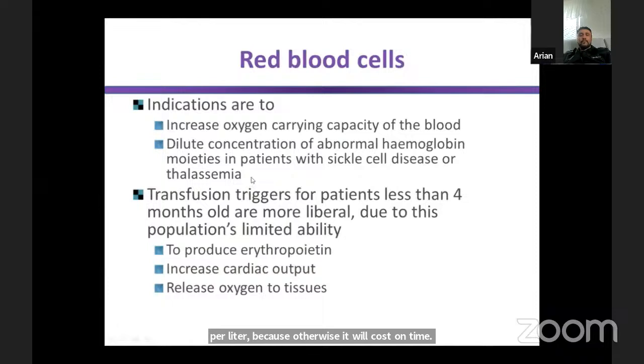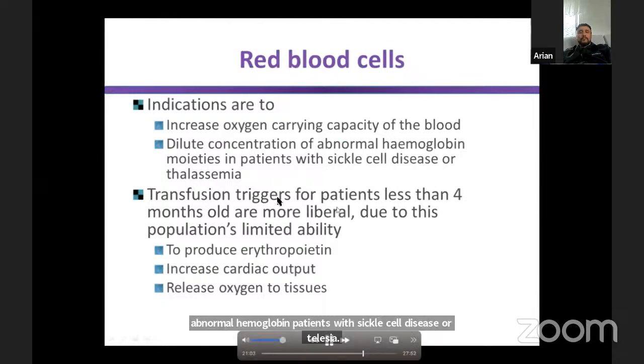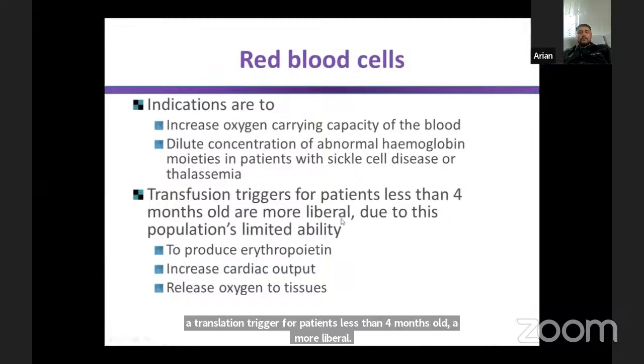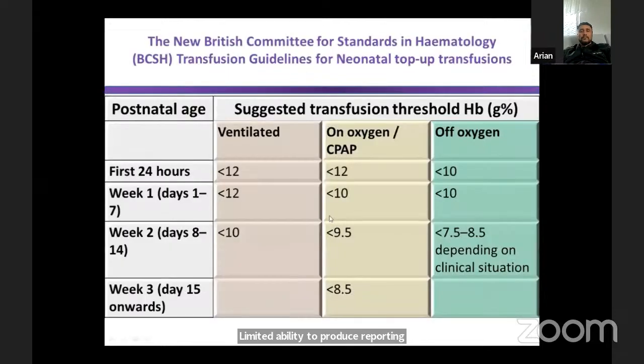Now, what are the indications of red blood cells? Mainly to increase oxygen carrying capacity or to dilute concentration of abnormal hemoglobin moieties in patients with sickle cell disease or thalassemia. And a transfusion trigger for patients less than 4 months old is more liberal, because these children have a limited ability to produce erythropoietin or increase cardiac output or release oxygen to the tissues.